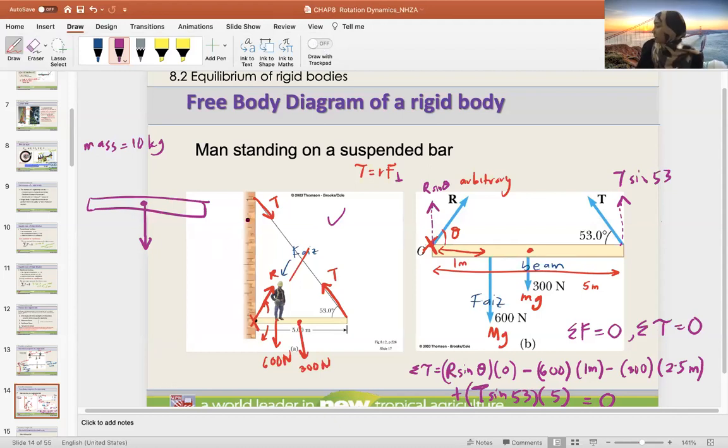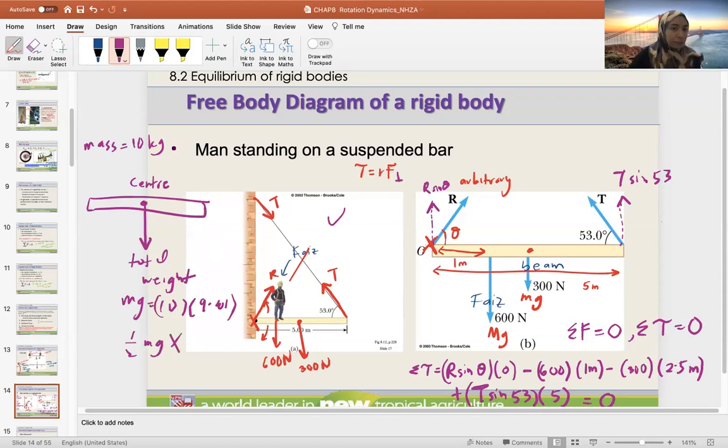Okay, so here I label the center as the total weight. Because why? Because we are approximating total weight for your free body diagram. So this means that at this point, mg is equal to 10 times 9.81. Not 1/2 mg. No, it's mg. Even though it's at the center, no need to divide by 2. Use the entire weight because this is an approximation.